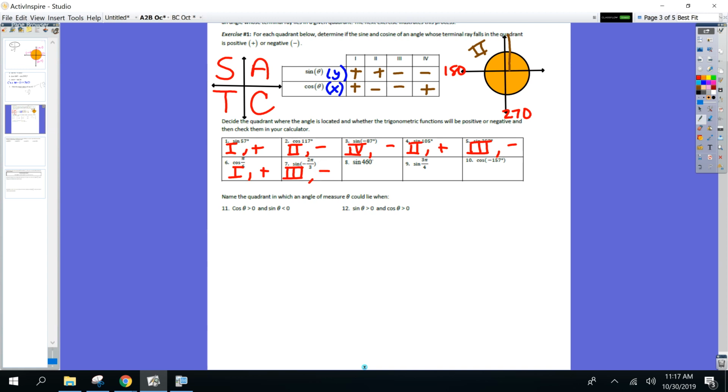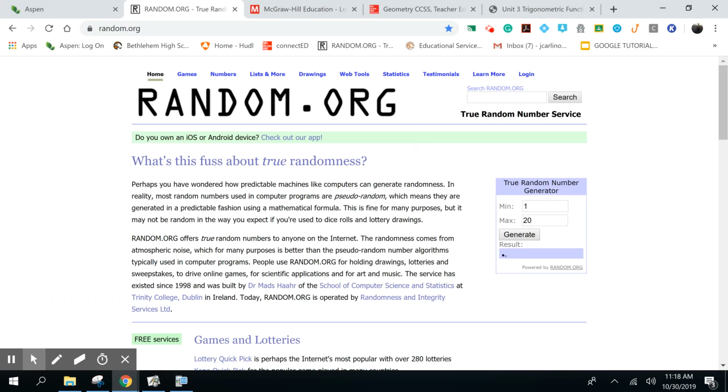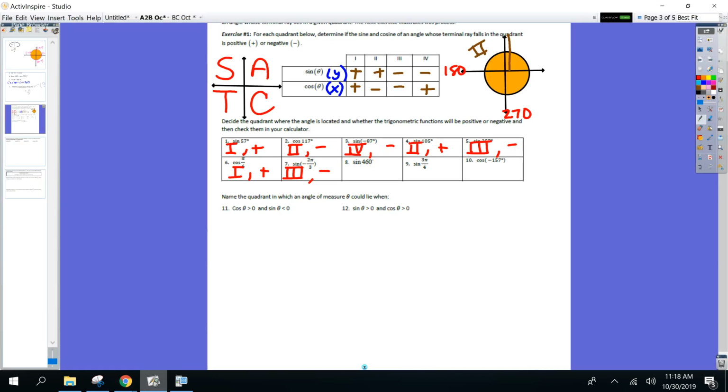Uh-oh, 460. If you don't like how big that is, what can we do? Yep, make it smaller. Subtract 360. So really, we're talking about what? Sine of 100. What quadrant am I in? What quadrant, Michelle? 2? What do you know about sine in the second? There you go.